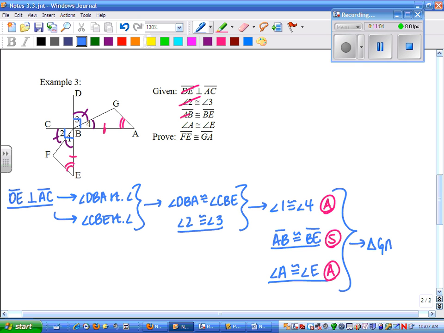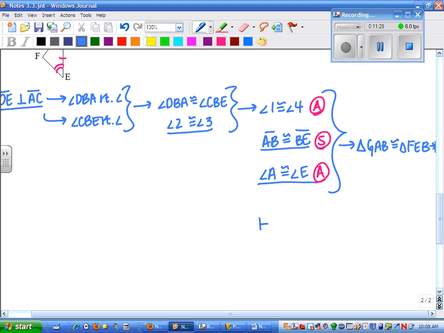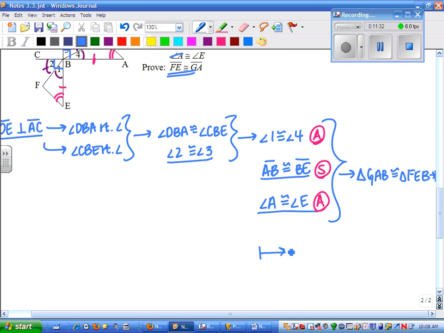If I say GAB is going to be congruent to triangle, F would be our first letter. A matches with the E, so E is next. And then B is matched up right here. So FEB. Okay, I'm not done. I haven't gotten to what I want to prove yet. Once I have the triangles congruent, I'm going to go ahead and do a continuation. So again, they're trying to prove FE is congruent to GA. And now I'm done because I'm done with the last step, which is the proof step.